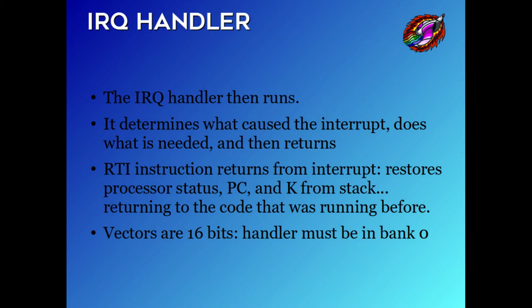And I already mentioned that those vectors are 16 bits wide, and the handler code must be somewhere in bank 0. It doesn't really matter where it is in bank 0, but it must be there. Or at least the initial code for the handler needs to be there. You can have parts of the code being in other banks. You would just do in your handler a long jump or a long JSL, jump to subroutine, to get there.